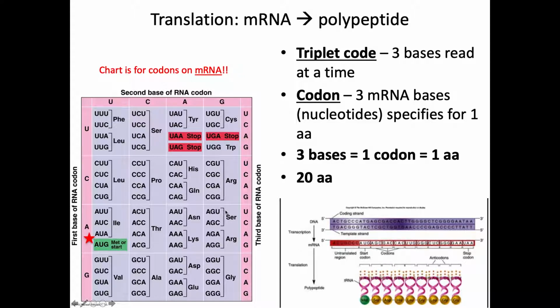This chart here is for us to read what each codon specifies for. Each codon, each 3 different bases, will specify a specific amino acid. This AA stands for amino acid. So take, for example, how do we read this chart? Here is the first base, second base, third base. How do we know what amino acid this AUG specifies for?